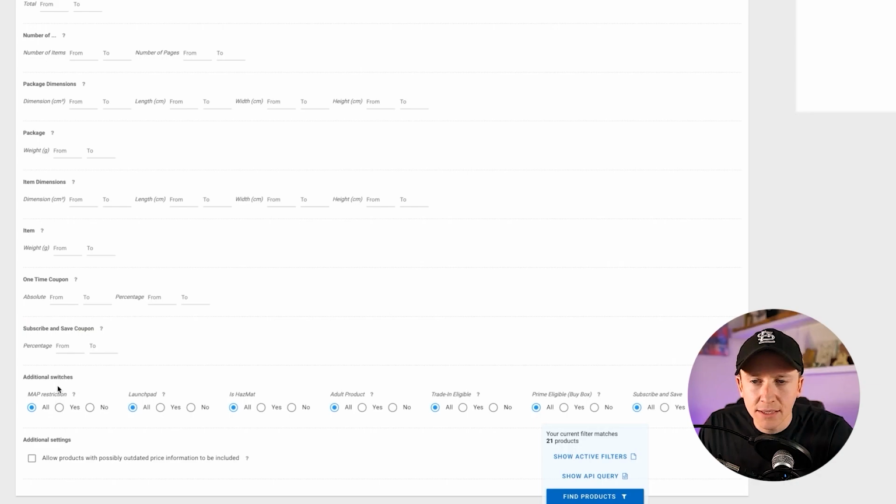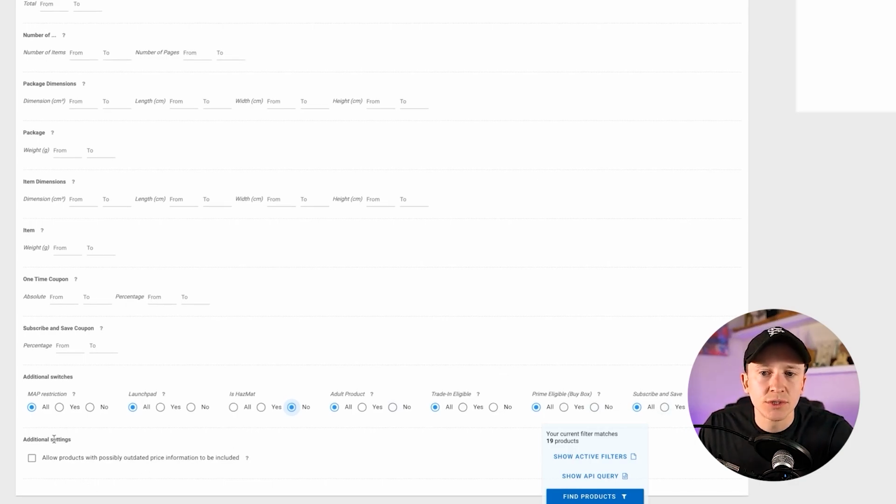And then here are some additional switches. I've never used the map restriction one for a minimum advertised price. You may have a use case for it, so I'm going to mention it. Same with Launchpad. If you're looking for hazmat products, this is a great one to have. Or if you don't want hazmat products, definitely click no. That actually brought it down from 21 down to 19 products, so it helped. Adult products, trade-in eligible, prime eligible, or buy box, and then subscribe and save options.